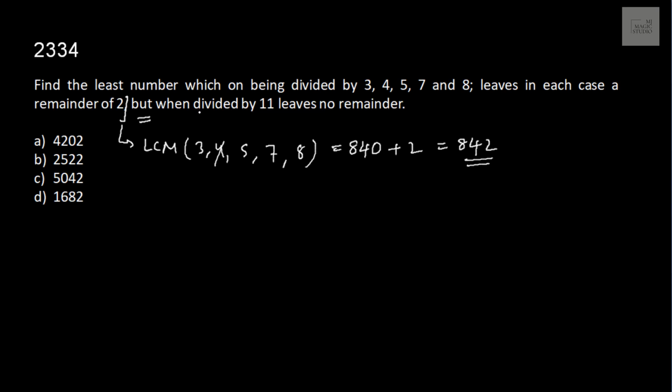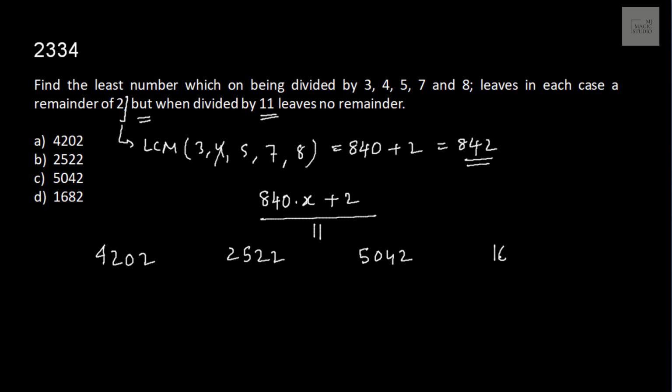That is the basic process of doing these kind of questions. But we need to find a least number which should also be divisible by 11. When divided by 11, it leaves no remainder. That means we are looking for 840 into x times plus 2, that should be divisible by 11. Since all the 4 options are given, why not pick up the options and check which option is divisible by 11. If only one option is divisible by 11, put a tick. If more than one option is divisible by 11, then check with which number they are not giving remainder of 2. That needs to be struck out.